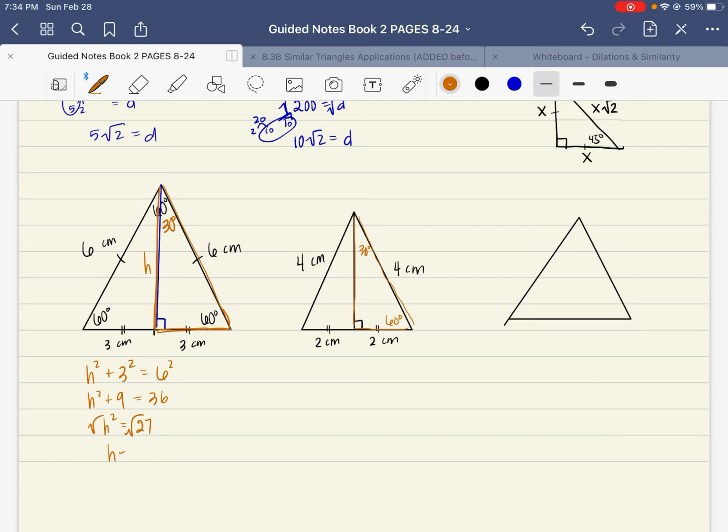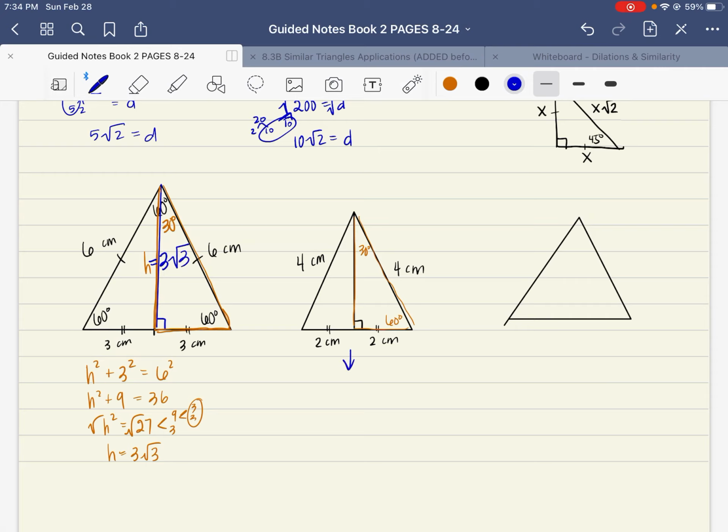Square root both sides. H is equal to, let's break down 27 as much as we can. We've got a group of 3's there, so we get square root of 3. So up here, if I go to write this in, the height, or the long leg, is 3 square root of 3. Okay, now let's do one more so we can see the pattern a little better.